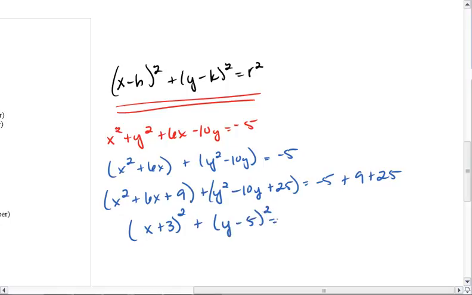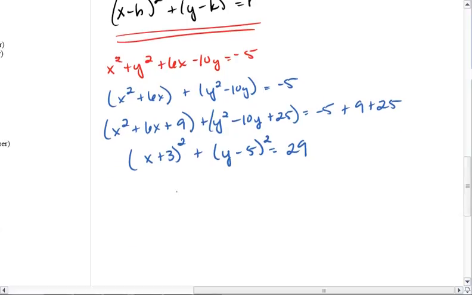And over here I'm left with 29, meaning my circle has its center at negative 3, 5 and a radius of square root of 29.